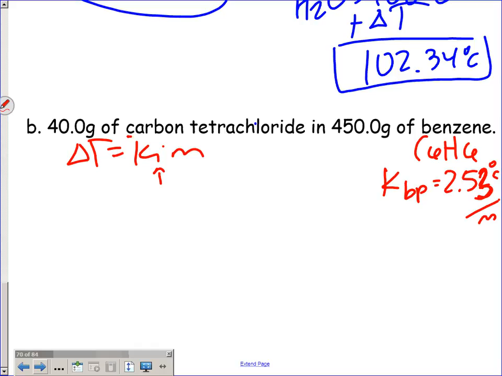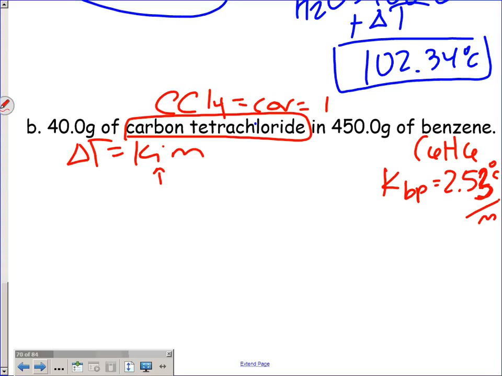Carbon tetrachloride. What's that formula? CCl4. Good. Ionic or covalent? Say again? It is covalent. So what is the i factor automatically? 1, because covalents don't dissociate. They don't have a dissociation equation either. So the i factor is 1. Kbp is that. Now we're looking for molal.